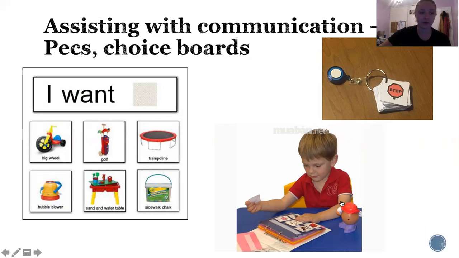PECS can be used in a variety of ways. One can be for the learner to choose their PECS and give them to you to communicate, hence the Exchange Communication System.